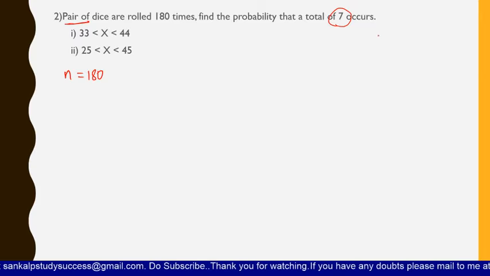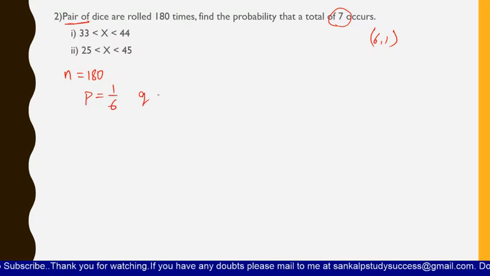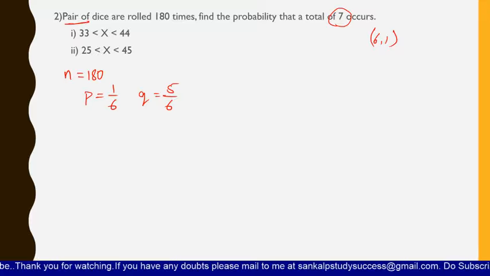That means what? It is 6, 1, right? On one dice you should get 6, on the other dice you should get 1 in order to get the sum as 7. That means there is only one possibility. So the probability of success is 1 by 6 and the probability of failure is 5 by 6, right? So these are the P and Q values.